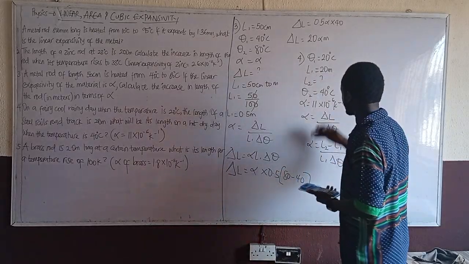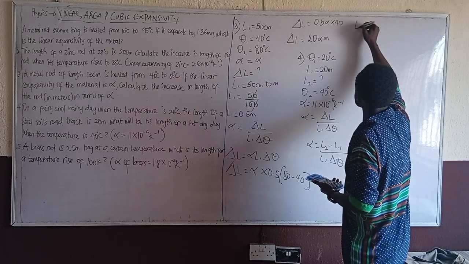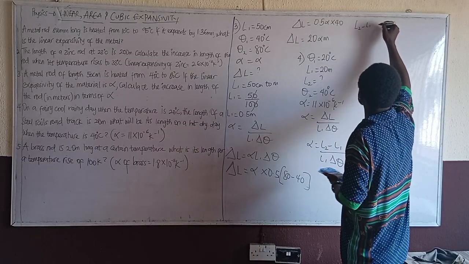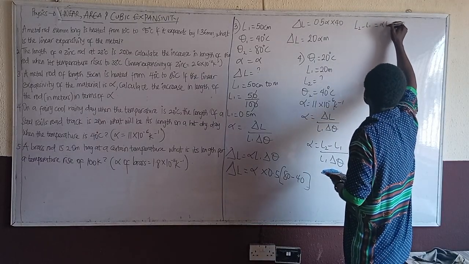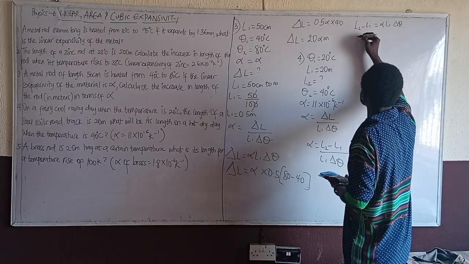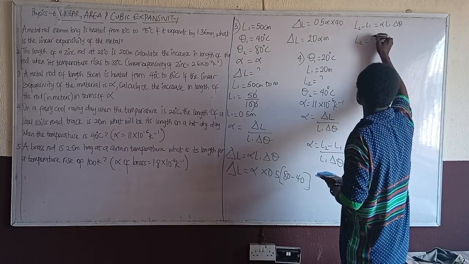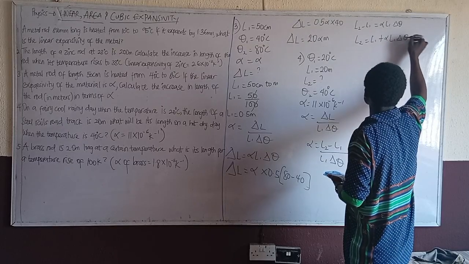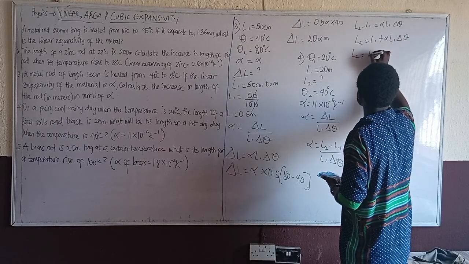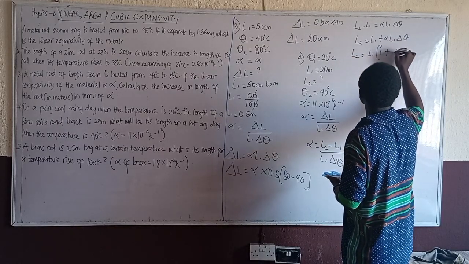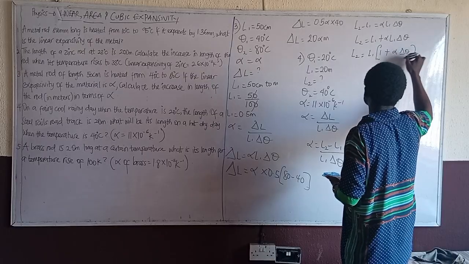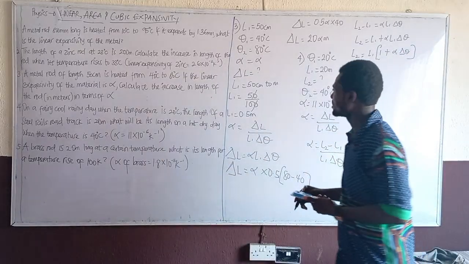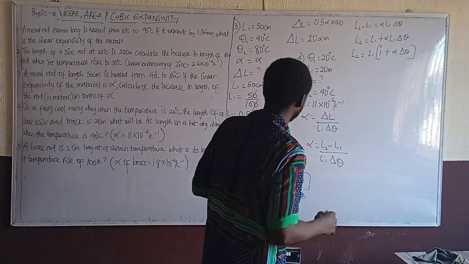So from here, solving this, L2 minus L1 equals alpha L1 delta theta. So L2 becomes L1 plus alpha L1 delta theta. L2 becomes L1 times 1 plus alpha delta theta. This is my formula, this is what I'm going to use.